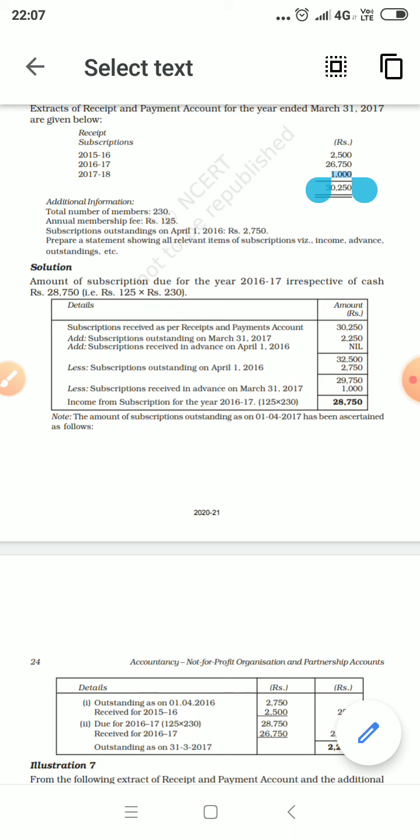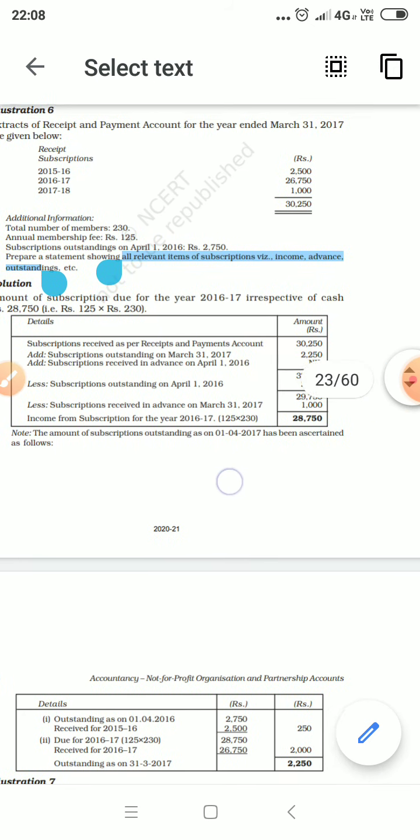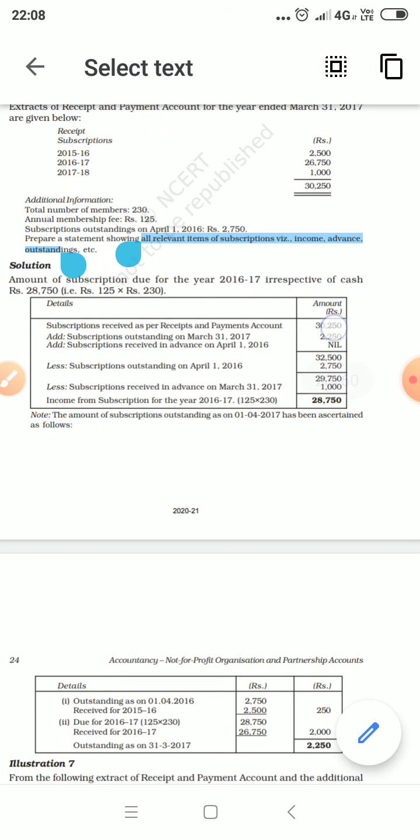And then any other information? No other information is given. So this is how you have to do. You have to prepare your income and expenditure account. But here in this question they are asking you to show all the relevant items. So when you show all the relevant items, how do you have to proceed? Take 30,250, the total amount which we have received. This question is asking you to show all relevant items, so you have to solve in the full-fledged manner.